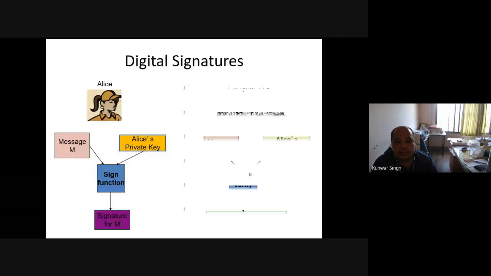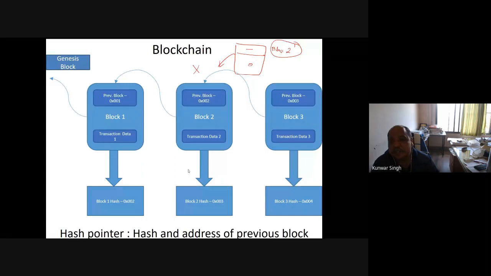So one cannot create another block which has this one. So that's why this is temporary. You cannot create another block. Okay. So this is the blockchain, the chain of blocks. Okay. So now we will see this is the case.